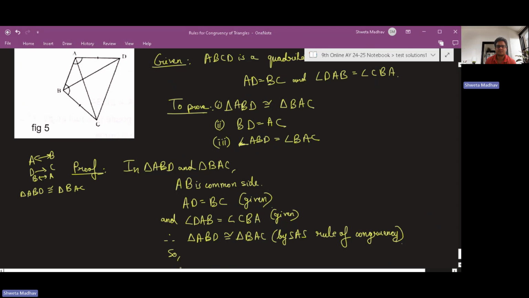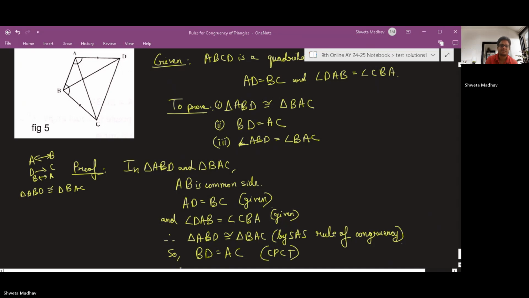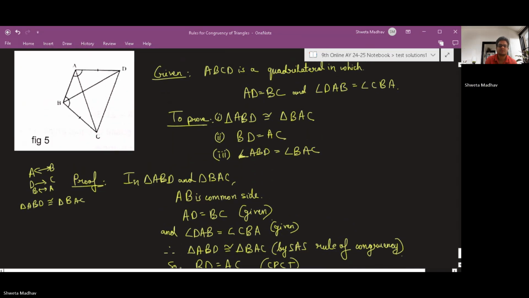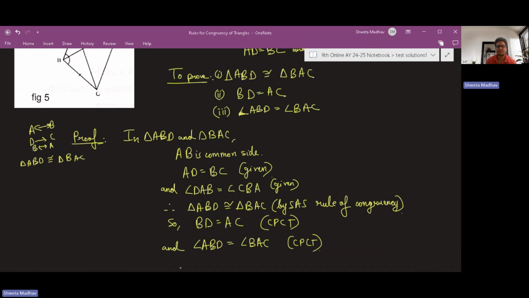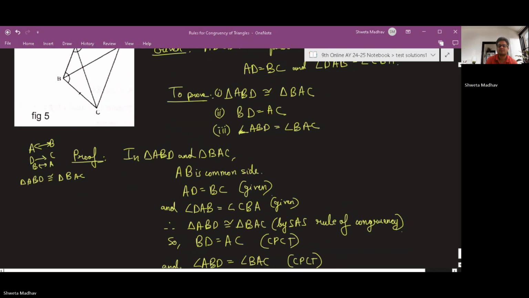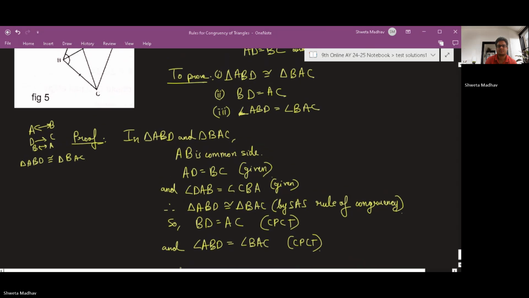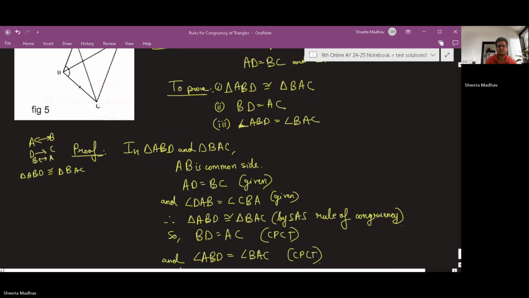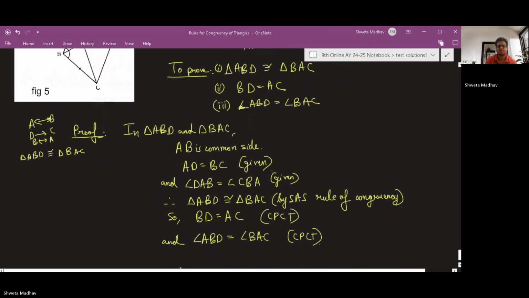And so BD will be equal to AC, and angle ABD will be equal to angle BAC by CPCT. Hence proved.